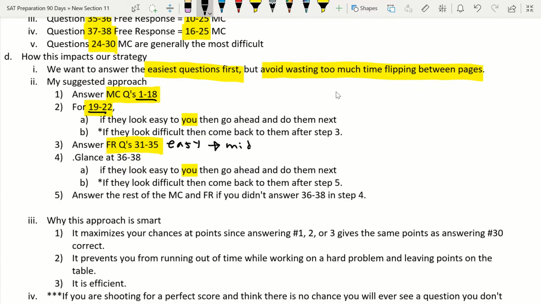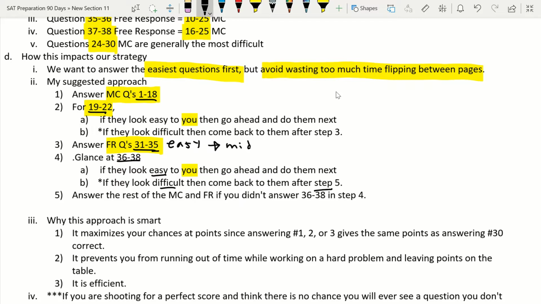Now, if you look at 19 to 22 and they look difficult, then of course go to 31 and 35 because they're probably going to be easier for you at least. Okay, so after that point, after you answer 31 to 35, you're going to take a look at 36 to 38. Now, if 36 to 38 look easy to you, go ahead and do them. If they look difficult, then come back to them after step 5.